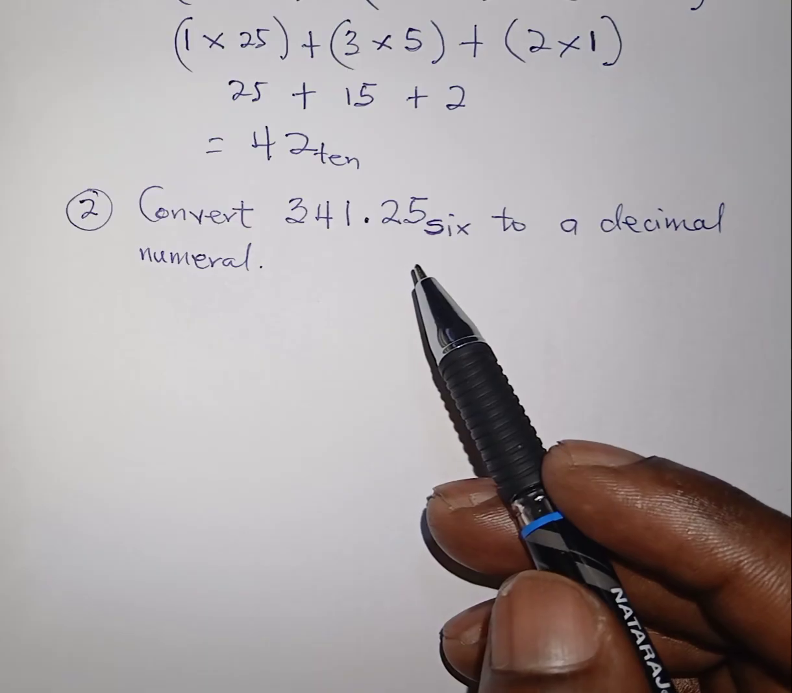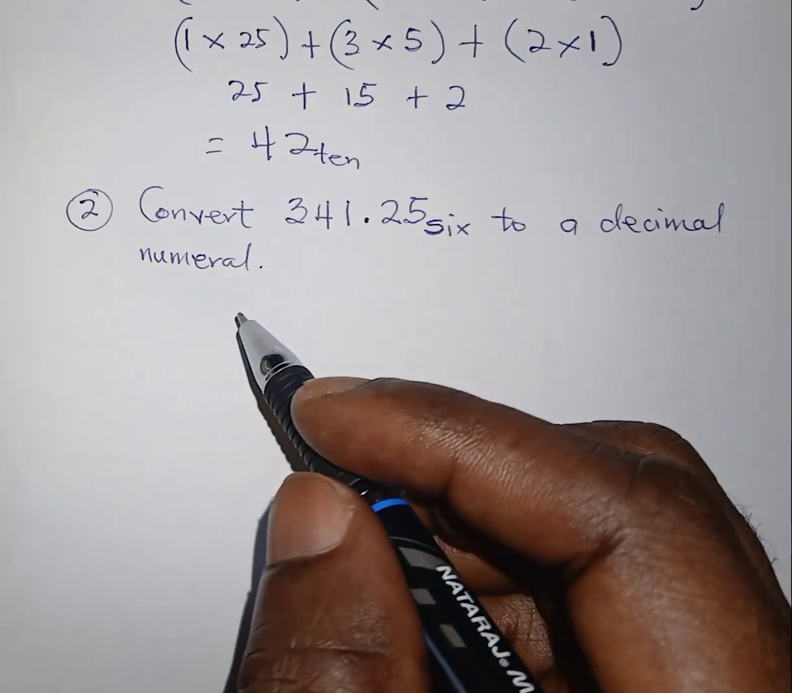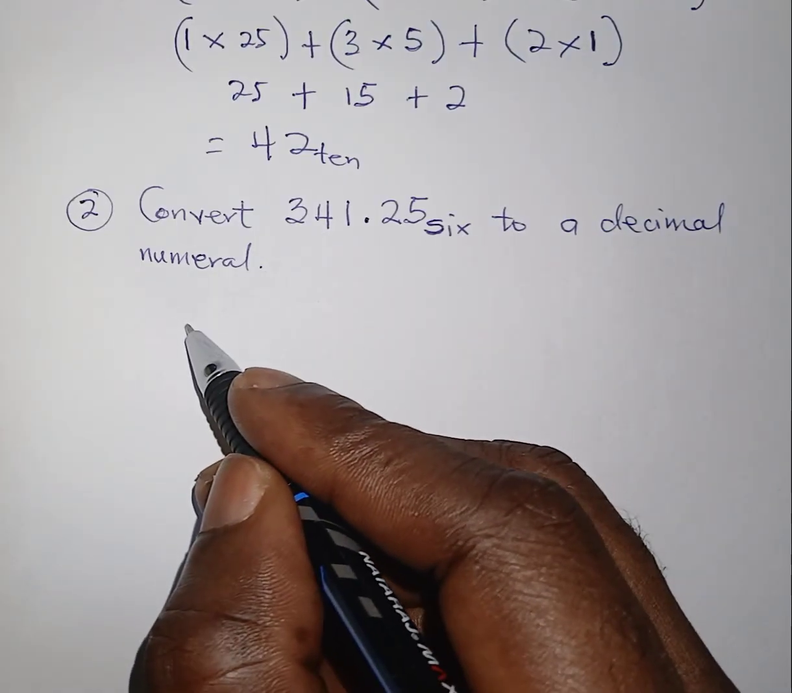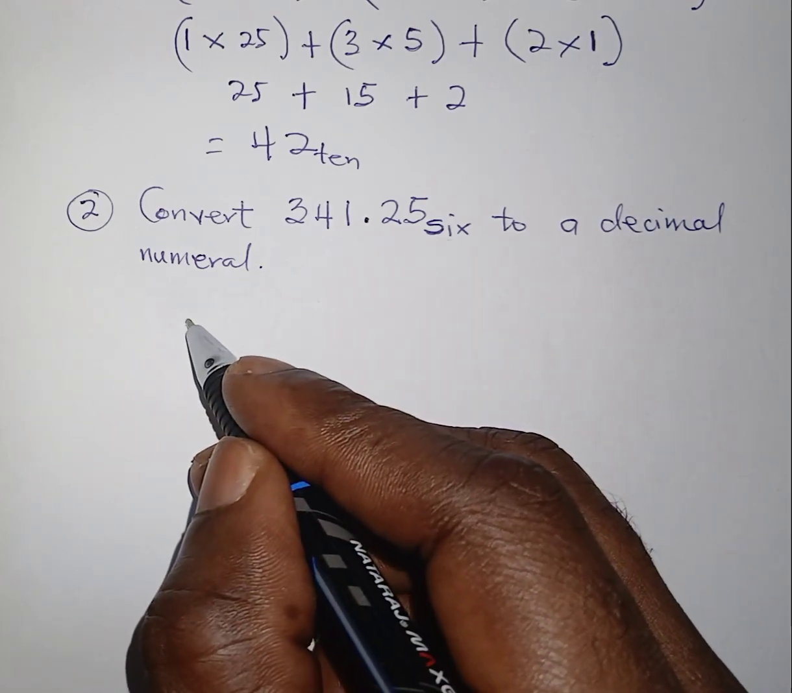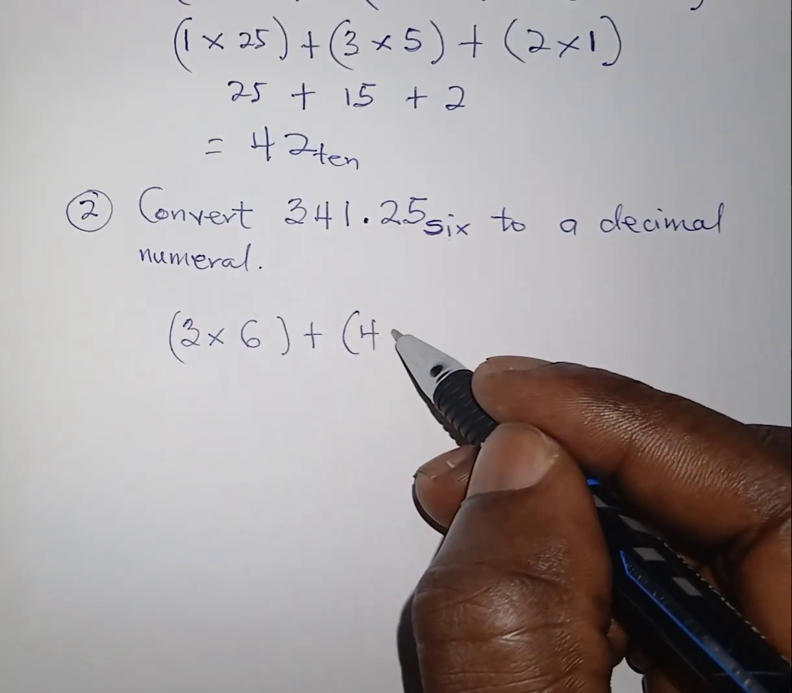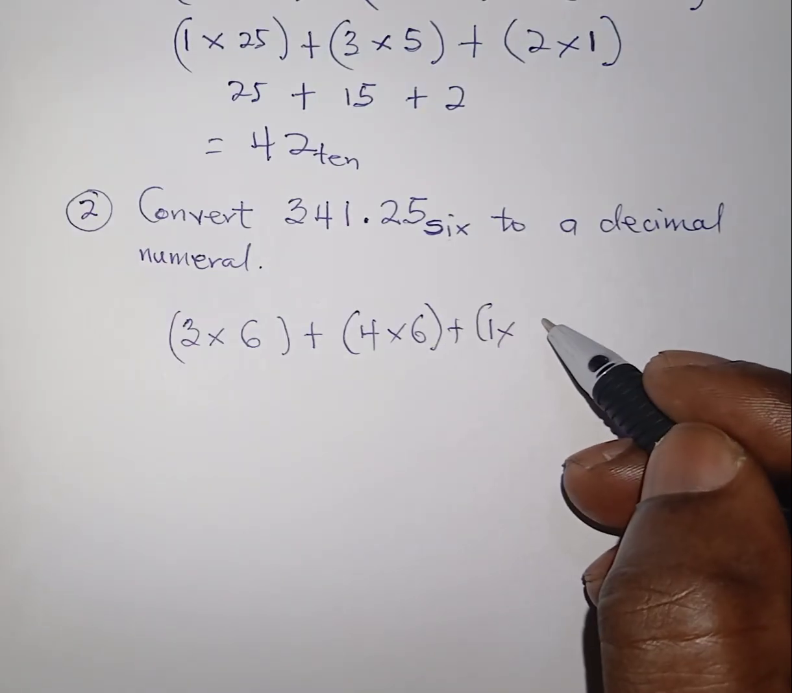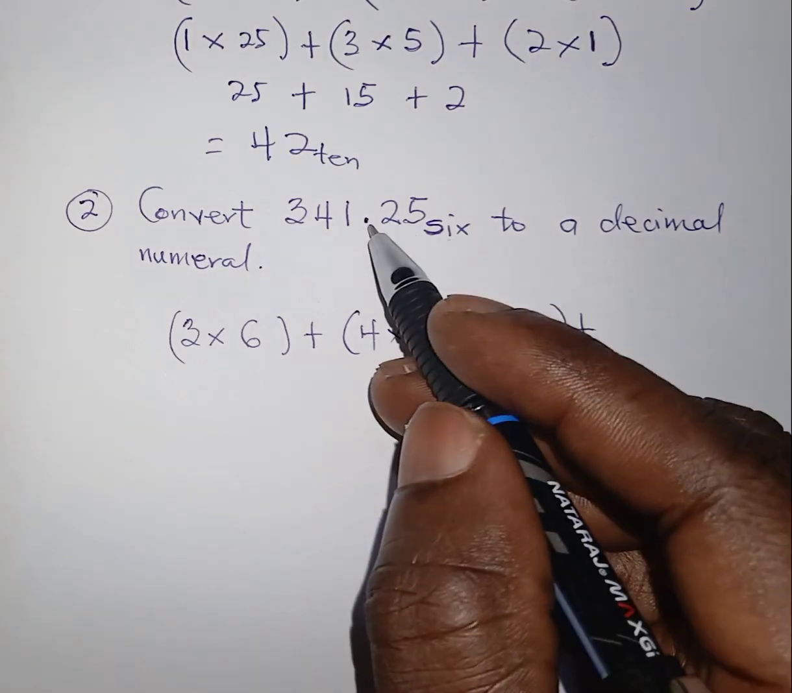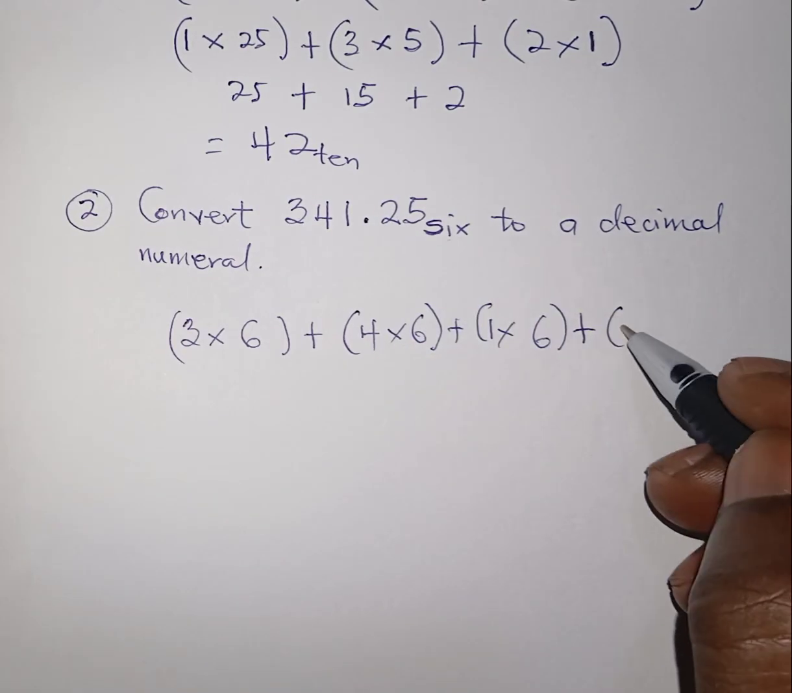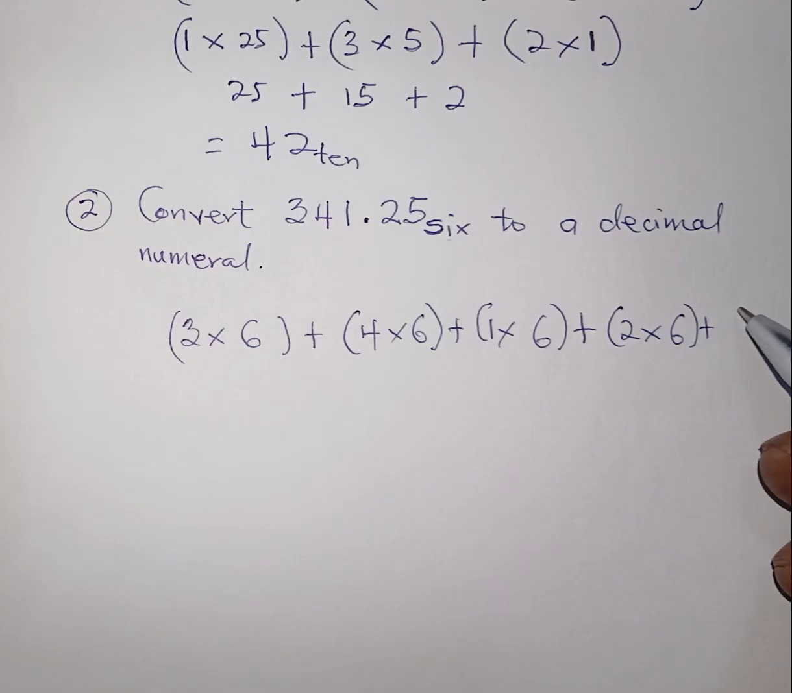All right, great. So how do we go about it, especially when we have the decimal here? So what you do is, as we did previously, you are going to multiply each of them by the base. So I will start with 3 times 6 plus 4 times 6 plus 1 times 6 plus, don't worry about the point, you will continue, plus 2 times 6 plus 5 times 6. Good.